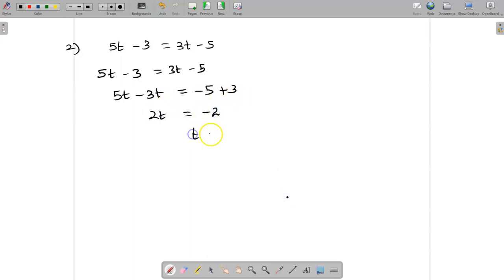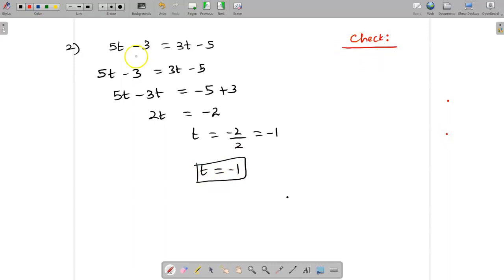So what is t? t is minus 2 by 2, which is nothing but minus 1. So we have determined that the t value is minus 1. Apart from that we have to check the result also. Take your left hand side. What is in the left hand side? We have 5t - 3, which is 5 into, what is t here? t is minus 1. So 5 into minus 1 is minus 5, minus 3, which is minus 8.